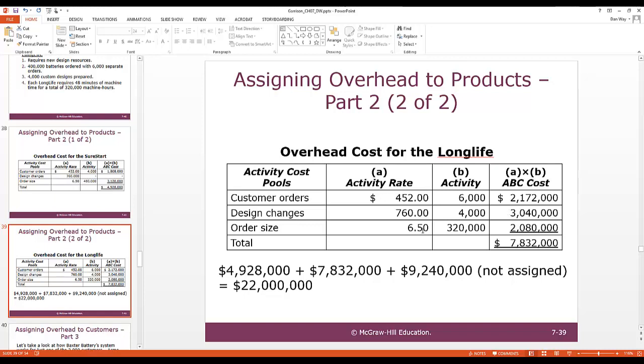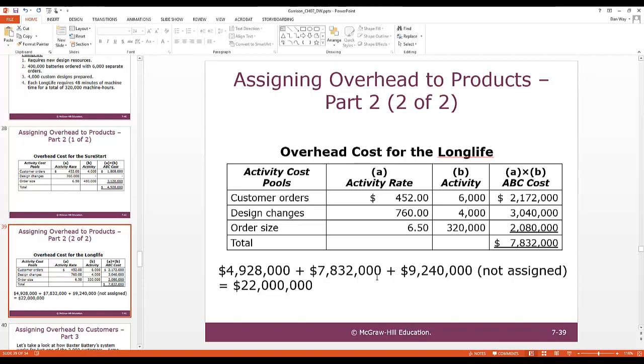And then order size, the Long Life used up 320,000 machine hours at a rate of $6.50 per machine hour, for total assigned cost of $2,080,000. Okay. Then again, we can foot all those numbers to get the total assigned costs here of $7,832,000.